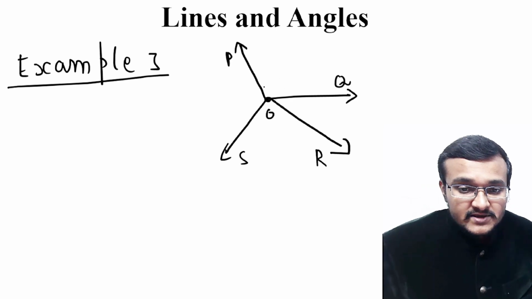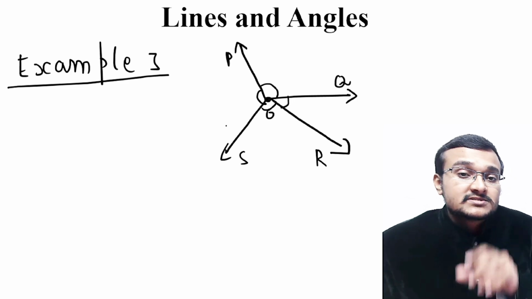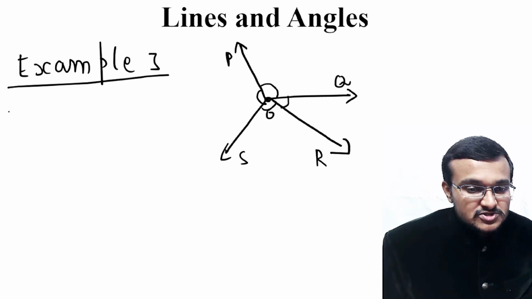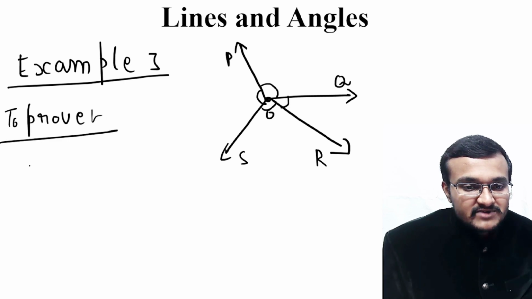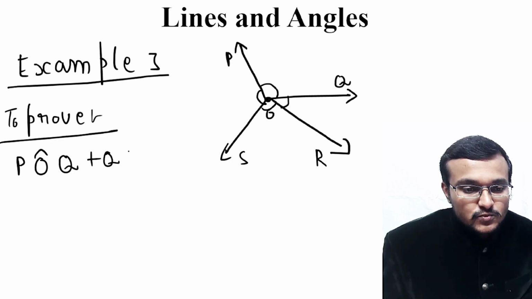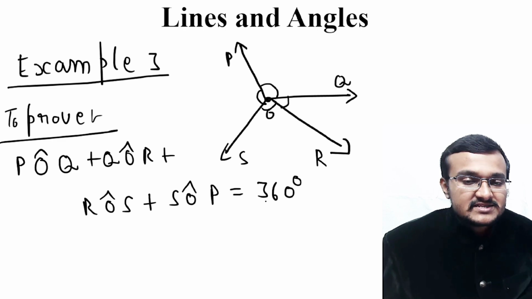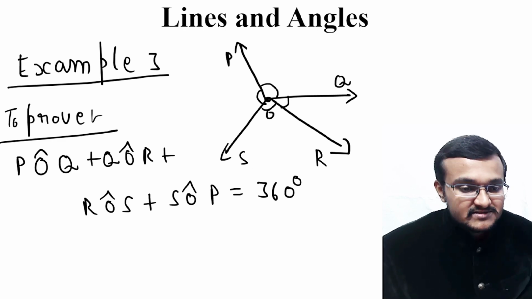Now here, if you add all these four angles together, then the sum of all these angles should be equal to 360 degrees. That you have to prove. So what we have to prove here, I'll just write, to prove: POQ plus QOR plus ROS plus SOP is equal to 360 degrees. This we have to prove, and this is example 3.